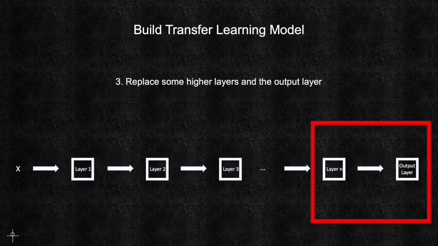Third, replace some higher layers and the output layer. For various tasks, the output features may be different. We should replace the output layer to match our task output. How many higher layers we should replace really depends on the similarity of tasks. For very similar tasks, try to keep all hidden layers and only replace the output layer. The greater the difference between the tasks, the more hidden layers need to be replaced. You got the point.